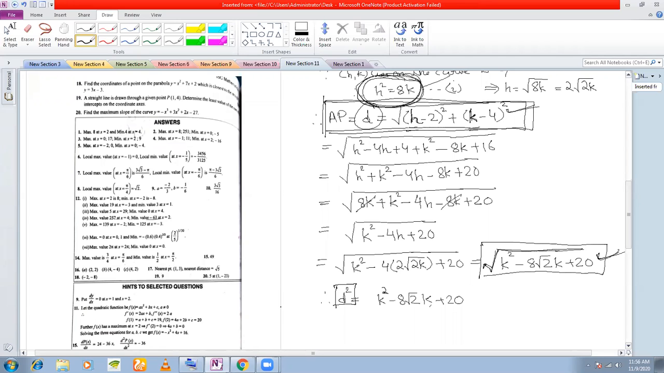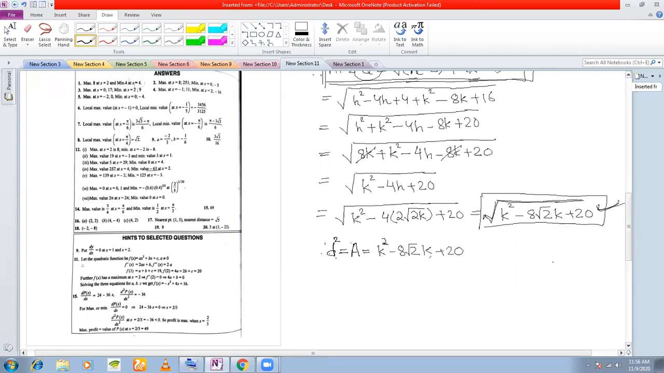If d square is minimum, then d will also be minimum, because d is positive. We're talking about the distance, right? So therefore, what we are going to do here is call this d square, let us call it by some other name. Let us call it A, say. Now we are going to minimize A. If we minimize A, then distance will obviously be minimized.